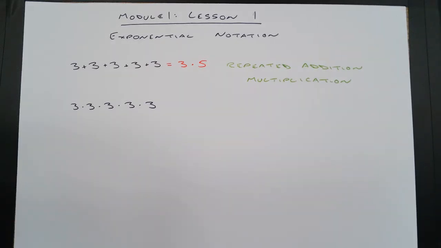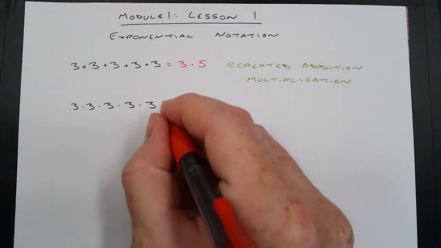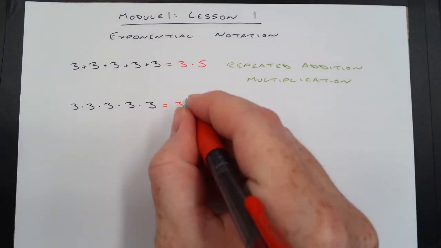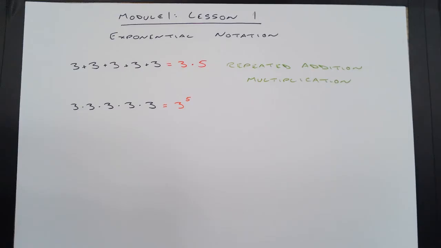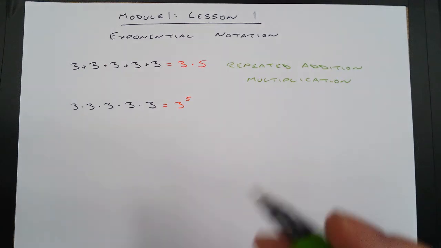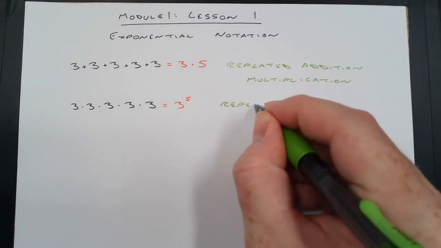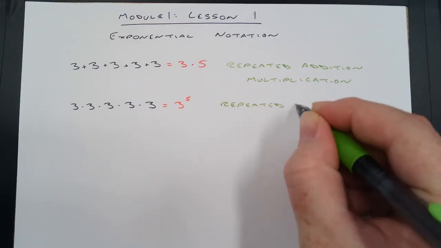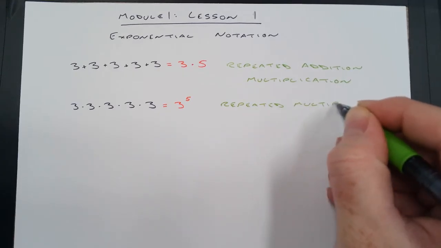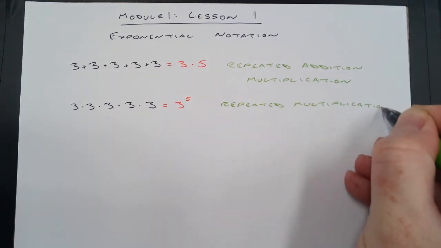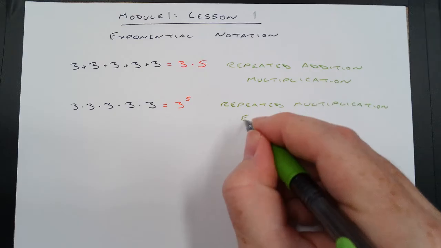So to write this problem shorter, we change it to 3 to the 5th power. This is called 3 to the 5th power. Pay attention, because where you label these things is important. This is repeated multiplication, also called exponents.